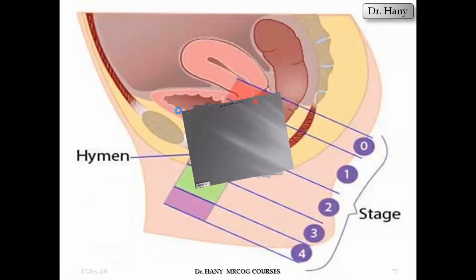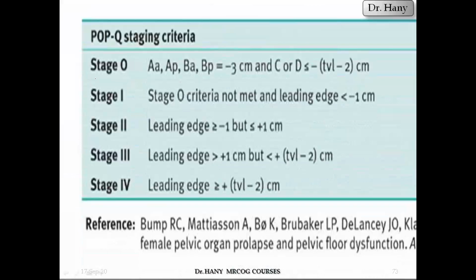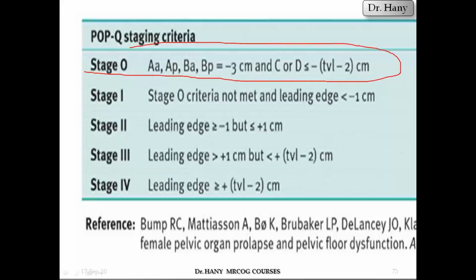Again, stage 0, everything in place or until the level of -6, which is the total vaginal length -2 centimeters. Okay?